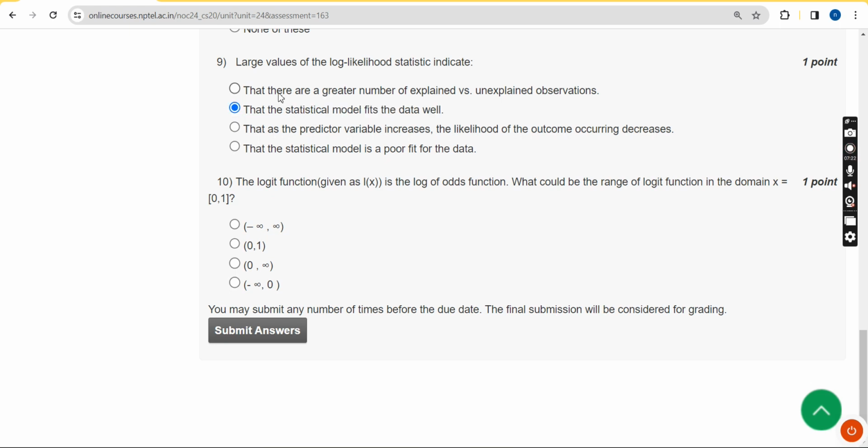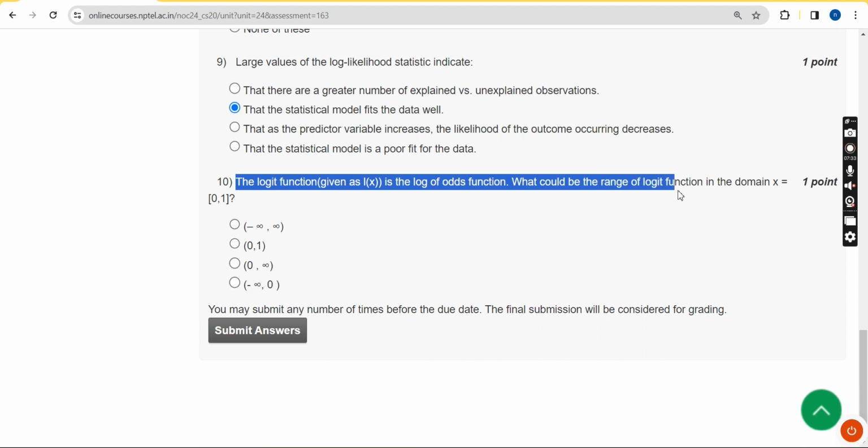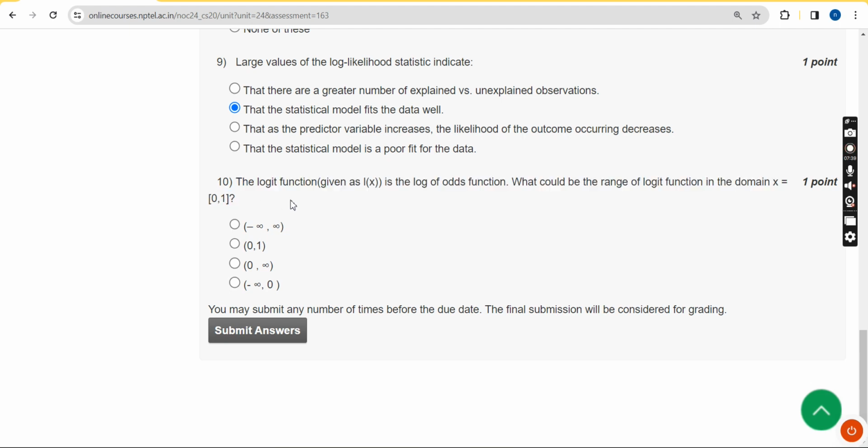And moving on to the final question of the assignment, that is the 10th one. The logit function given as L of x is the log of odds function. What could be the range of the logit function in the domain x equals 0, 1? So for the 10th question, the probable answer could be the first option, guys, minus infinity to plus infinity.